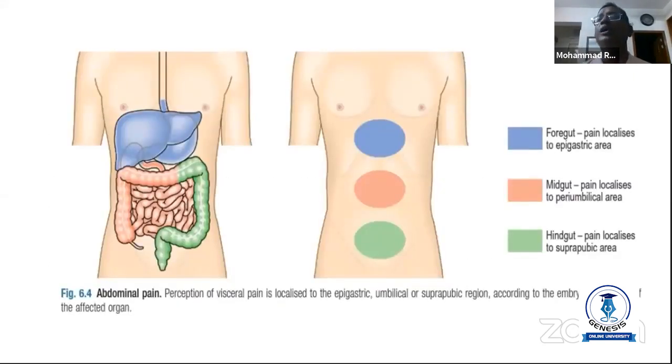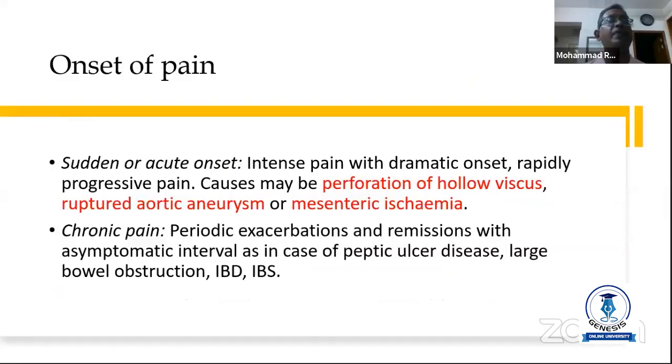So this is the foregut pain localizing in the epigastric area, midgut pain localized in the periumbilical area, and hindgut pain localized in the suprapubic area. And the onset of pain. The onset of pain is sudden or acute onset.